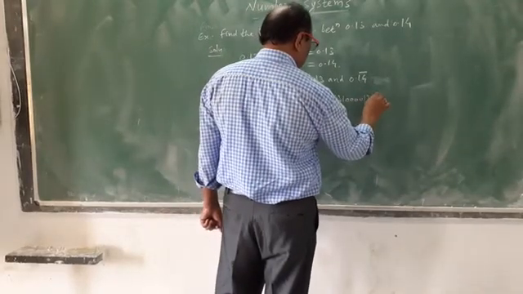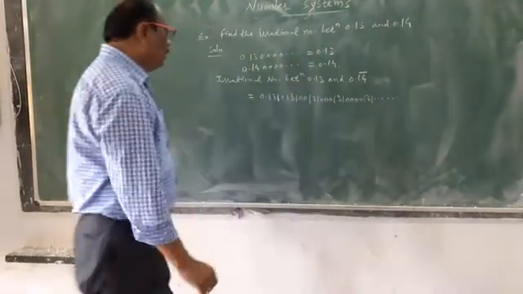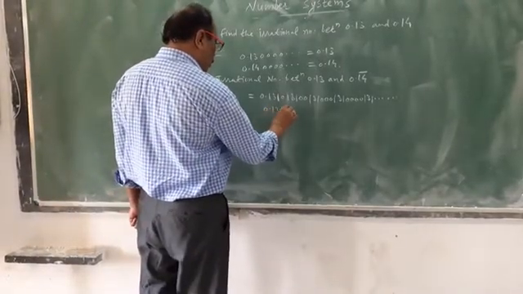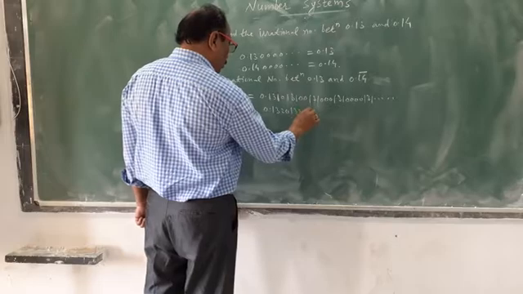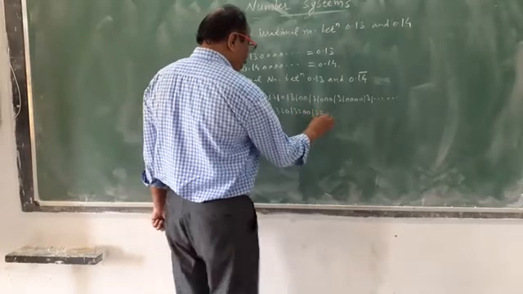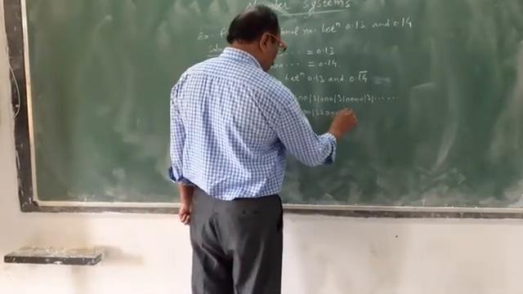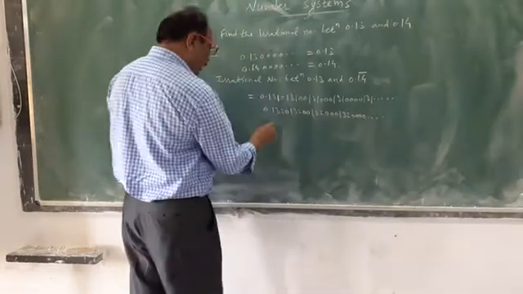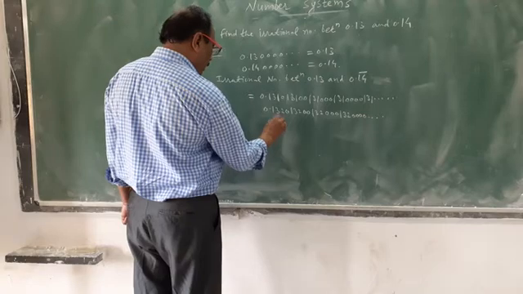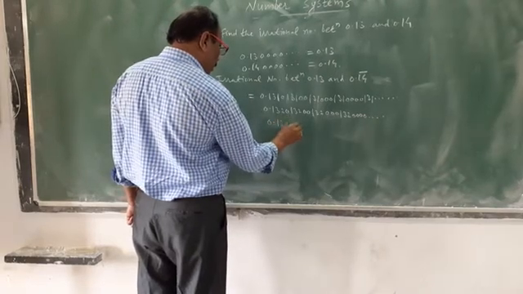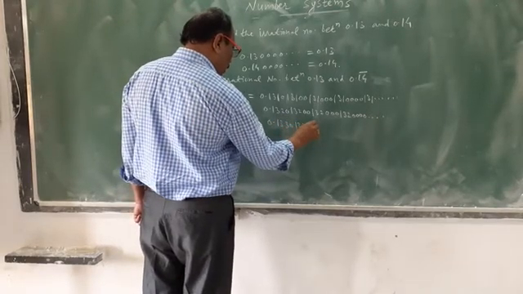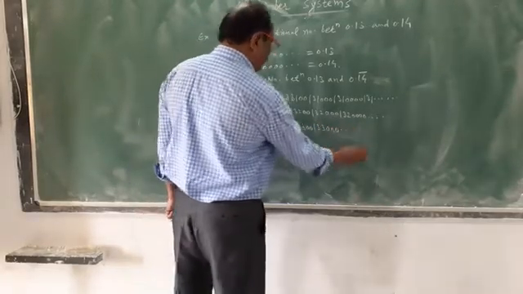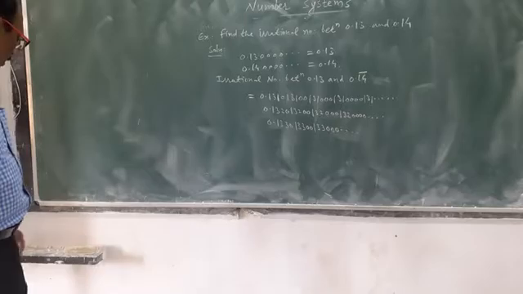These numbers are 0.1310013100013100000131, like this. Again the second number is 0.132001320001320000. Again, 0.133013300001330000. These all numbers are irrational numbers.